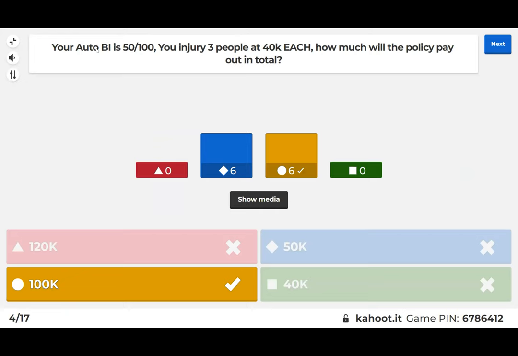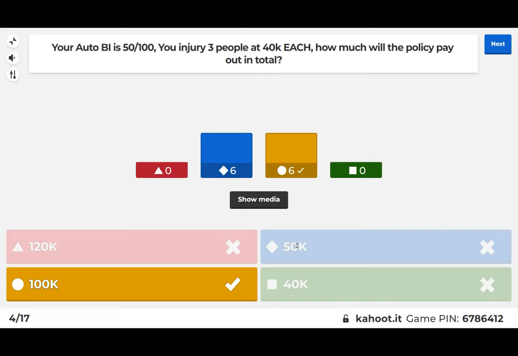Okay, so we struggled with this one a little bit. Your bodily injury is 50/100. That 50 number is all you can pay for each individual person, and the second number is all that you can pay for everyone in total. So if you injure 40, 40, 40, that's 80, 120. You can't pay that much. You can only pay up to 100.